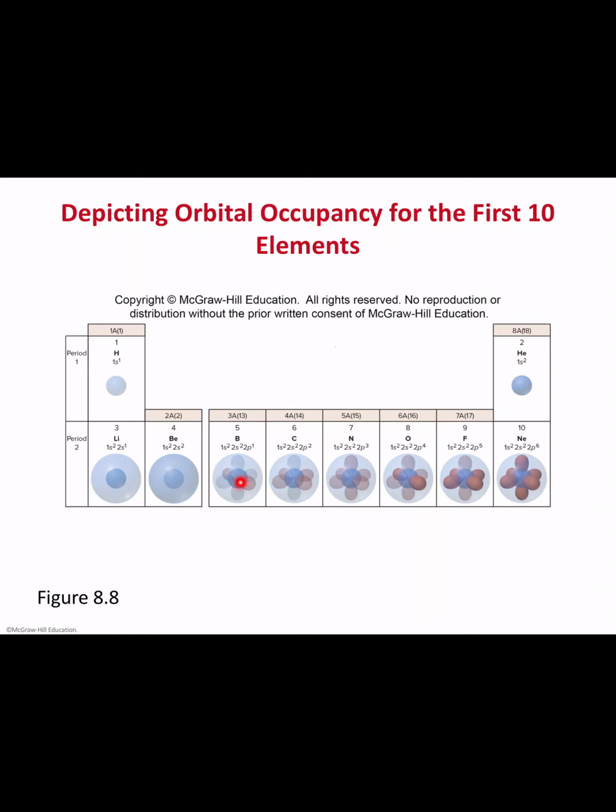And then boron would be 1s2, 2s2, 2p1. Carbon having 6 electrons, 1s2, 2s2, 2p2. Nitrogen 1s2, 2s2, 2p3. Oxygen 1s2, 2s2, 2p6. And likewise, you can see it can go up to 6 p electrons. That's the maximum occupancy.